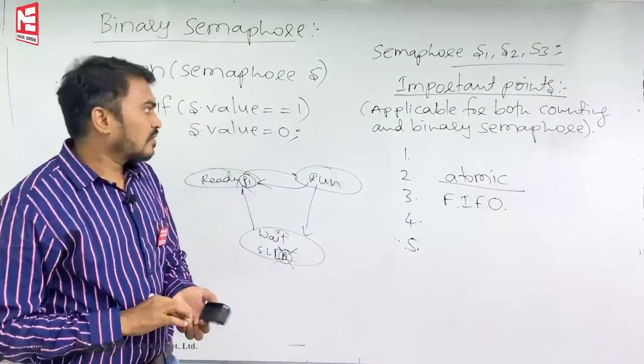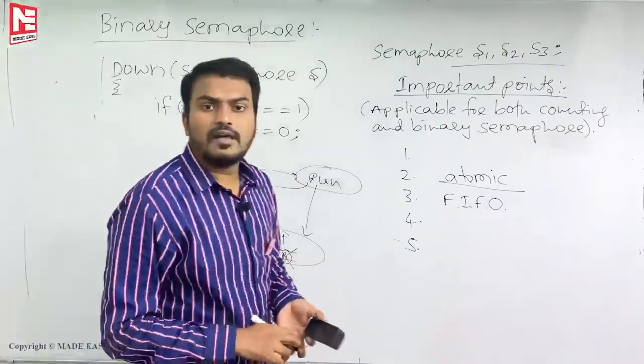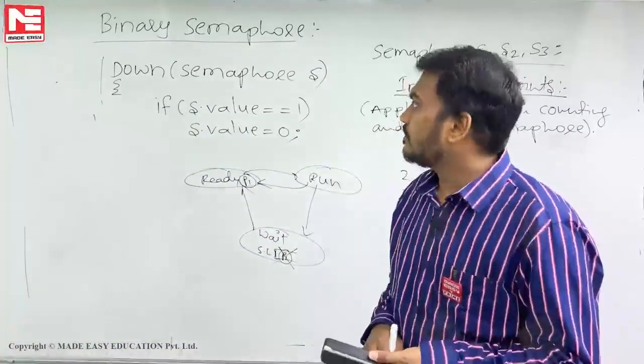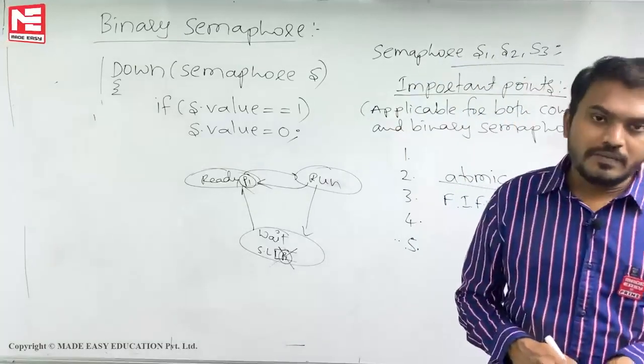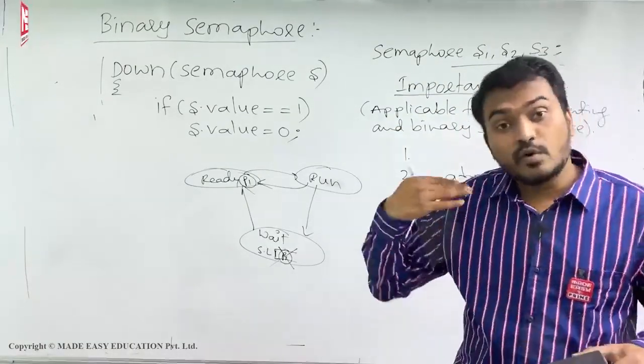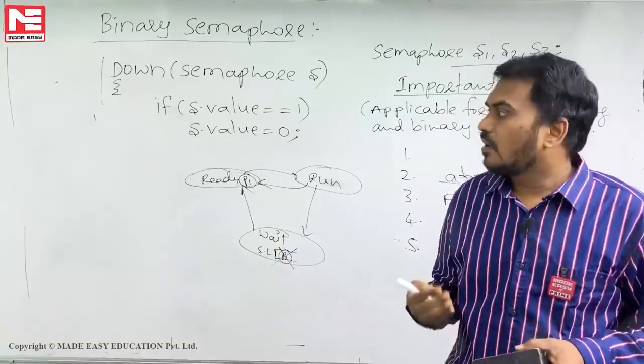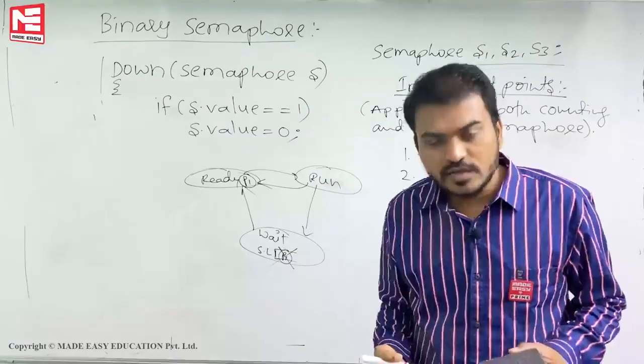Is that clear? So hope all the points are clear. So that is the complete concept of counting semaphore and binary semaphore with all the important points and a few questions. You will have more clarity on how they are used in the questions. Next we are going to solve the GATE questions.